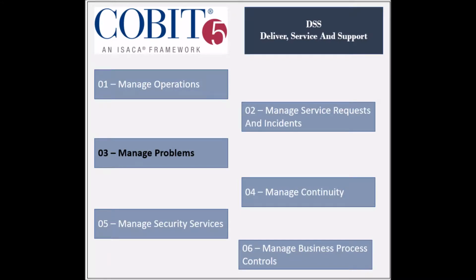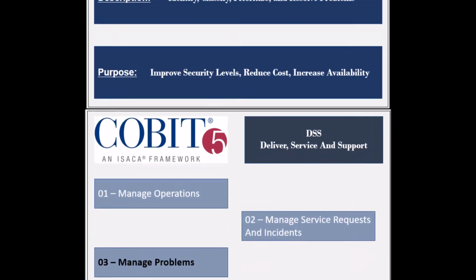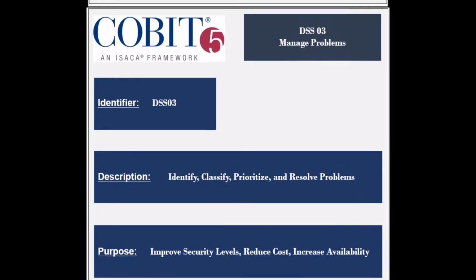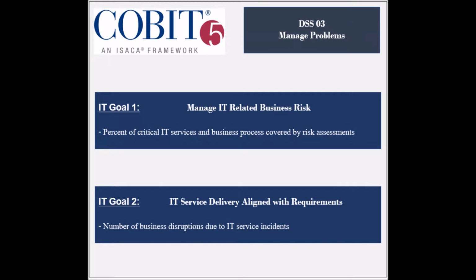The third process of the delivery service and support domain is called Manage Problems. The identifier of this process is DSS03. The process ensures that problems are identified, classified, and resolved within a reasonable time. The purpose of the process is to improve service quality, increase availability, and reduce cost, which increases the user and business satisfaction level. The process supports the achievement of 4 IT-related goals.